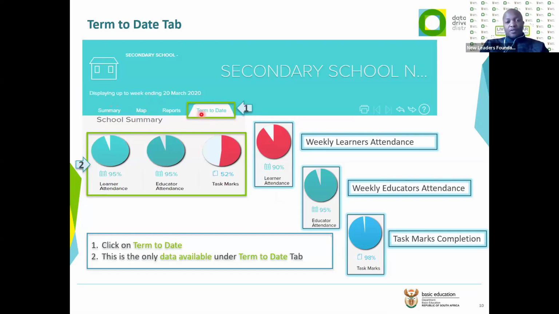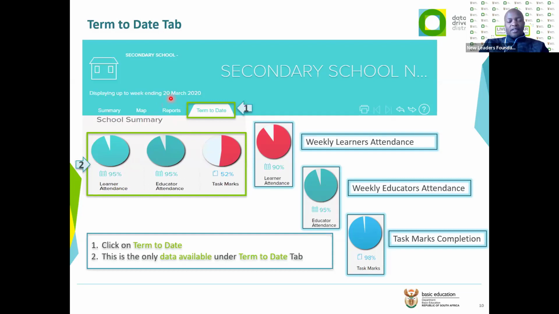So you click on term to date, and this information is displayed: the learner attendance as of the week of 20 March for this exercise, and then the educator attendance as of the week of 20 March. This means this is last week's submission. The attendance for educators was sitting at 95%. And then the task marks for the school as of the week of 20 March. This is the information that you will find under term to date.